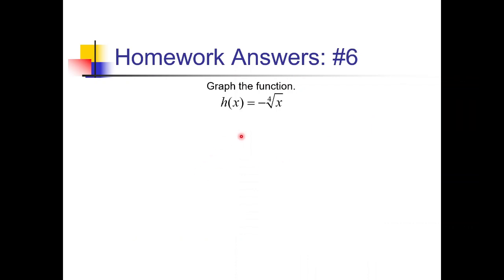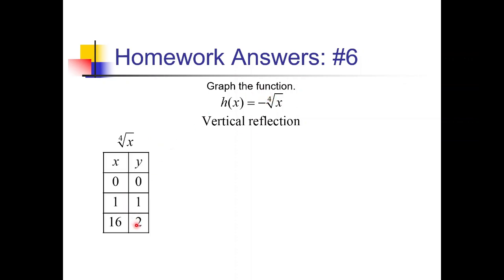For this next problem, we have a 4th root going on. Let's deal with the transformation first. We only have a negative outside the function, so that just gives us a vertical reflection, and that's the only change. So for the 4th root parent table, we've got 0, 0, 1, 1, and I'm going to go with 2 to the 4th, 2, so 16 and 2 is our 3rd point there.